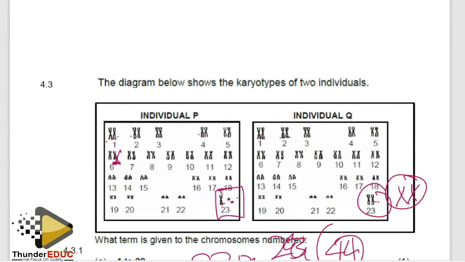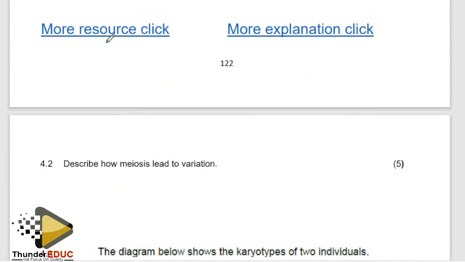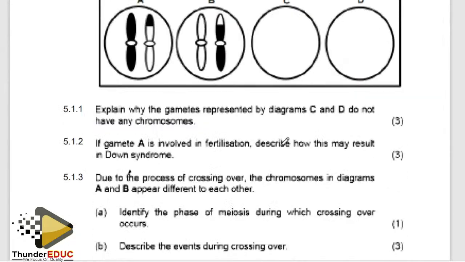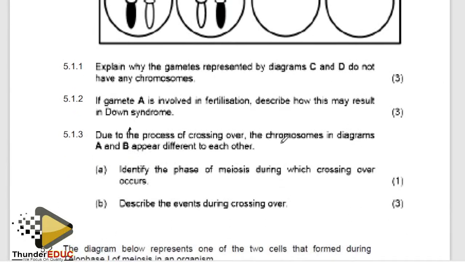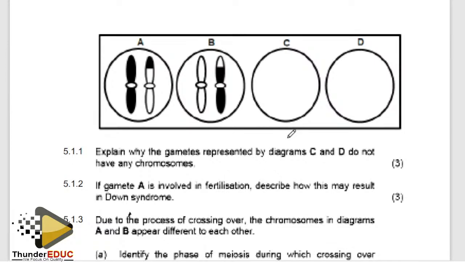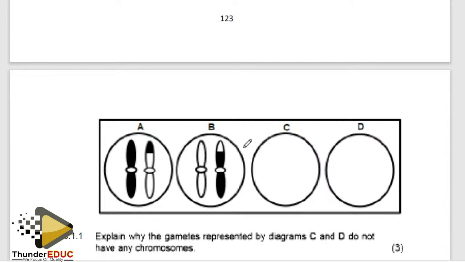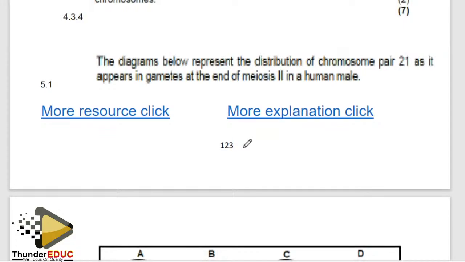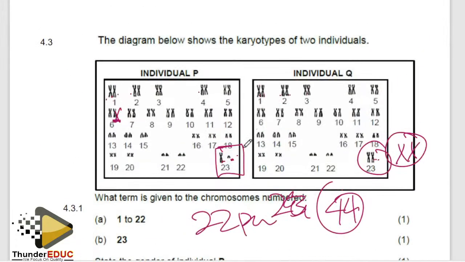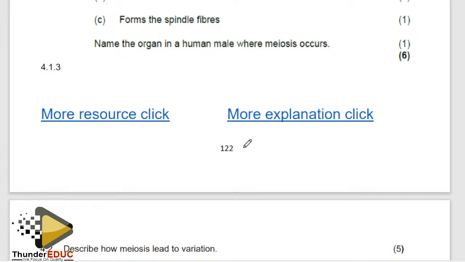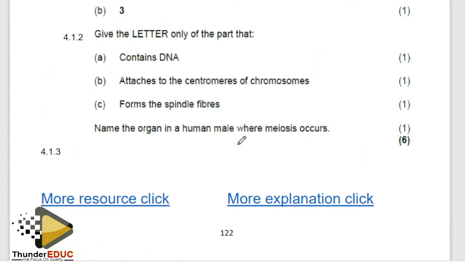That's number 2, where people fail. Number 3, non-disjunction. You see this? This is a non-disjunction question. When they ask you which phase it is, it is anaphase. It could be anaphase 1 or anaphase 2, but looking at the diagram, you can identify which one. Describe Down syndrome. How does non-disjunction lead to Down syndrome? Guys, you just talk about what is extra.